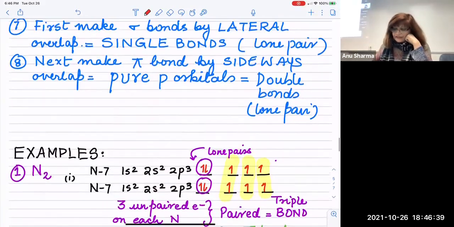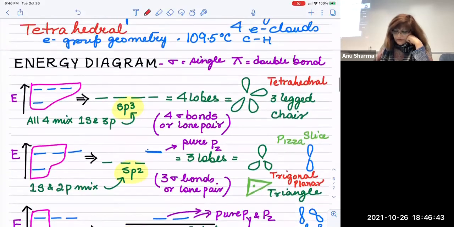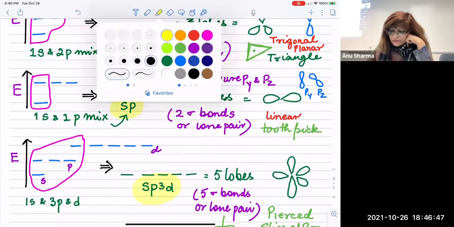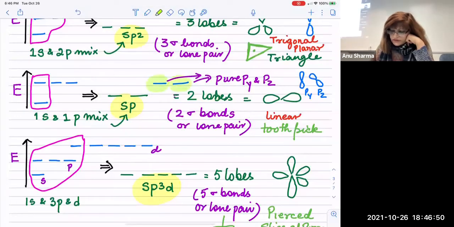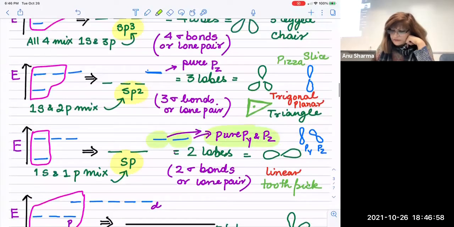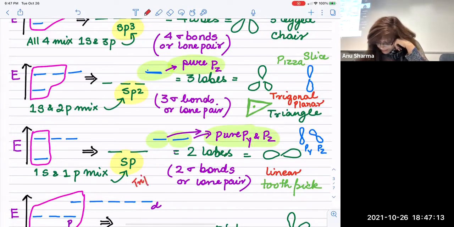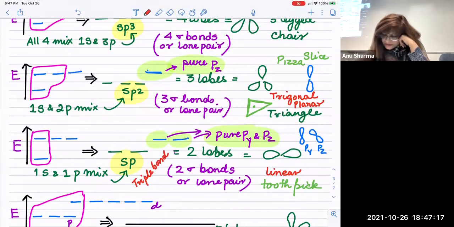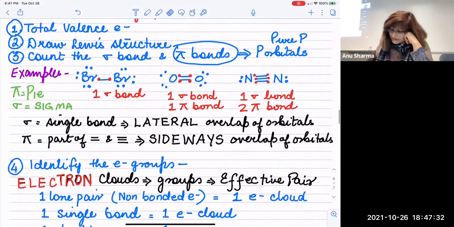Remember, going back to our energy diagrams, look at the sp hybridization. Sp hybridization has two pure p's. You see that? Sp hybridization has two pure p, sp2 has only one pure p. So with sp and sp2, you will see a double bond or a triple bond. In other words, you would see a triple bond here, and this one might be a double bond. Maybe not, because sometimes the lone pairs are also occupying, so I don't want to create a 100% situation. But anyways, there are two pure p's sitting.